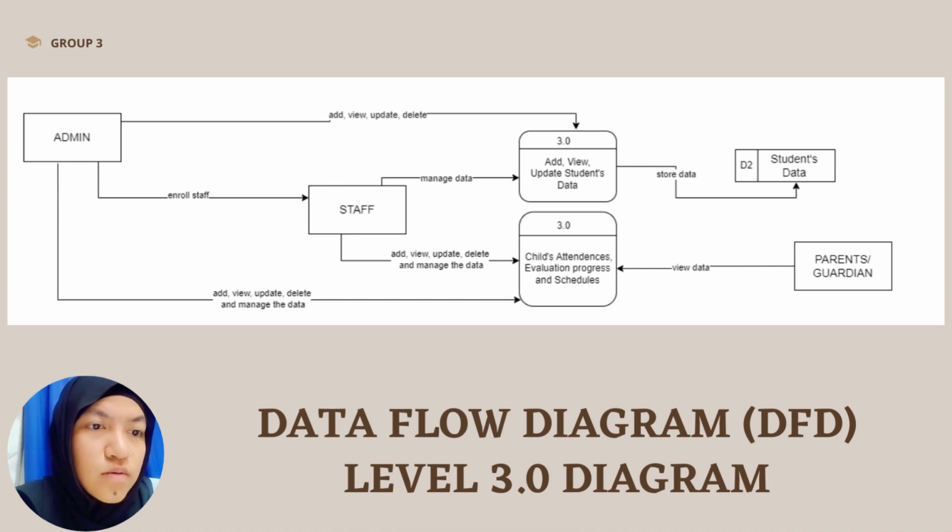For the 3.0 diagram, we've got add, view, update student data, and children attendance, evaluation, progress, and schedule. This one involves staff and parents or guardians, which access the student data, meaning data store D2. Here the admin and staff will update, view, and delete student data, and the parents can view the children's attendance, progress evaluation, and the schedule for the class.